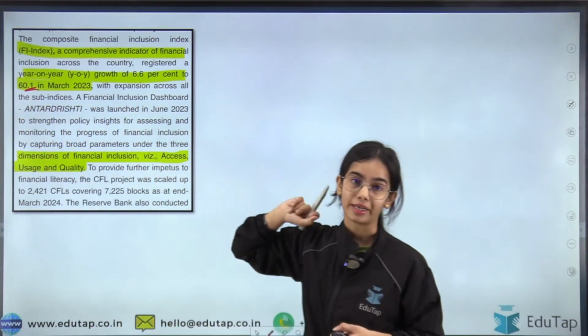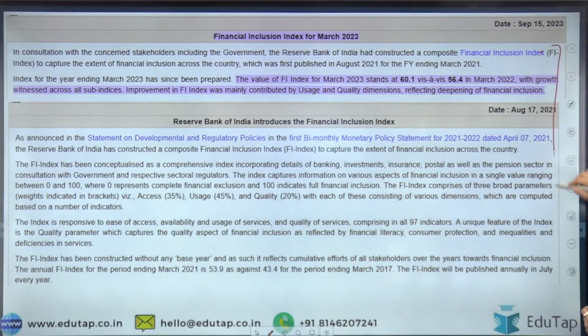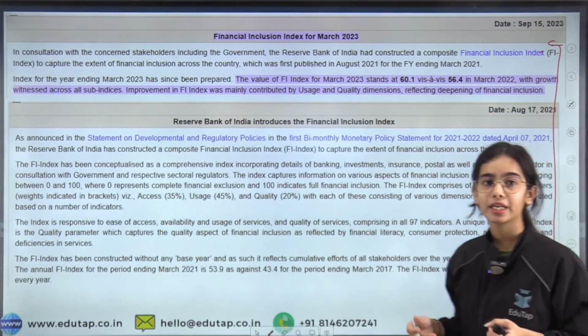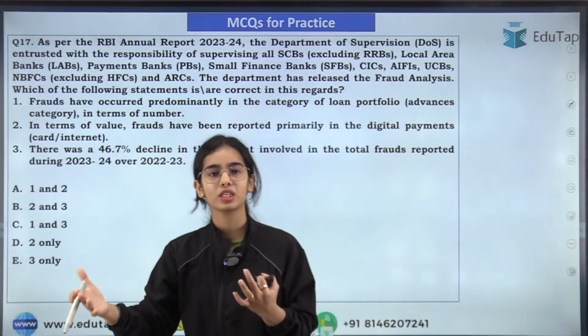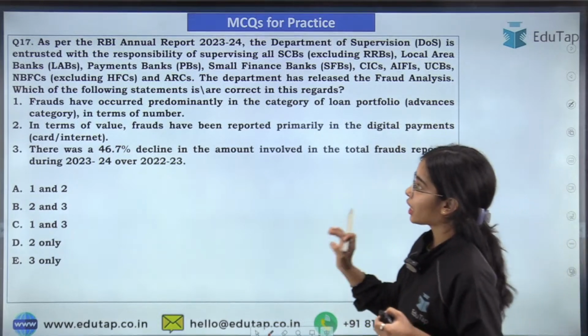So this is the idea. I hope this is clear, and this is the information that you can read about the financial inclusion index. So this is the complete information about the financial inclusion index. Okay, I didn't want you to go and try to find everything, so I tried to provide you the information that is required. Now coming to the next question.